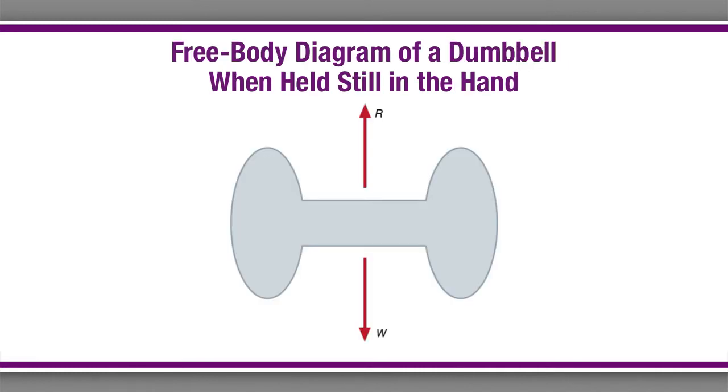To give a practical example, this is a free body diagram of a dumbbell when it is held still in the hand. So the weight of the dumbbell here is directly equivalent and in the opposite direction of the normal force.